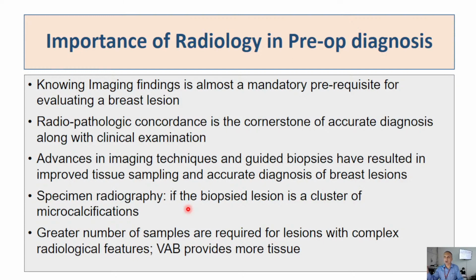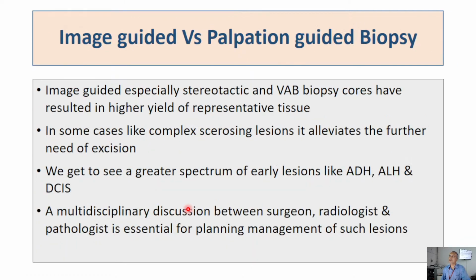That's where radiological findings are also useful for us to know whether the tissue sample we got is really adequate or not. And WAB, of course, as highlighted by Dr. Ekta just now, gives much more tissue.